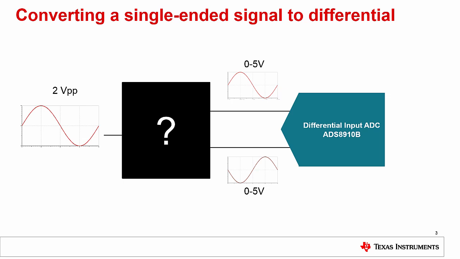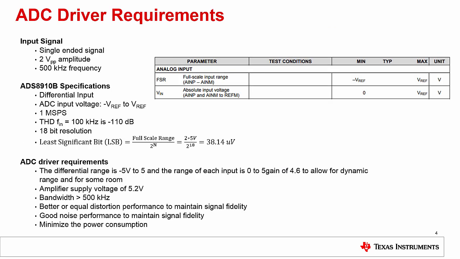This video will use TI's fully differential input SAR ADC, the ADS8910B, as an example. Before we discuss the 2 methods, let's first understand the input signal source and the ADS8910B. In this example, the input signal source is a single-ended signal, has a 2-volt peak-to-peak amplitude, and a frequency of 500 kHz. The ADS8910B is a differential input SAR ADC and can support a full-scale input range of -Vref to positive Vref with a maximum supply voltage of 5 volts.